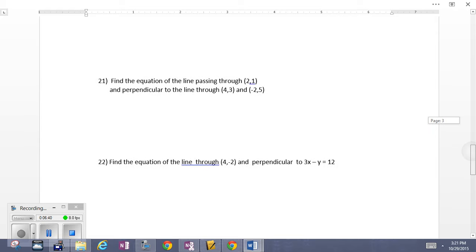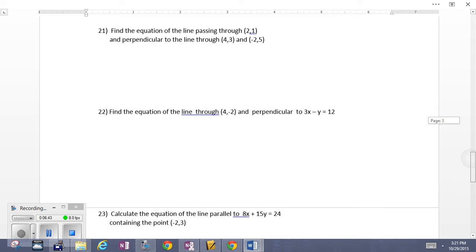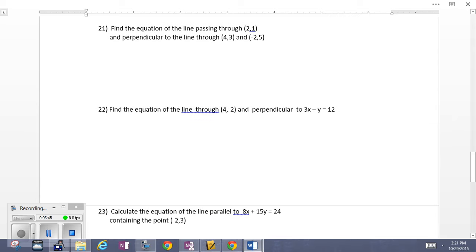Let's see, we'll do one more. So let's do number 22. Find the equation of the line through 4, negative 2, which is perpendicular to this line. Now, of course, if it's perpendicular, we need to know its slope. So we can identify the slope here, again, by the opposite of A over B, which is going to be the opposite of the 3 over negative 1. Of course, there's a 1 understood there. So the slope is equal to positive 3.